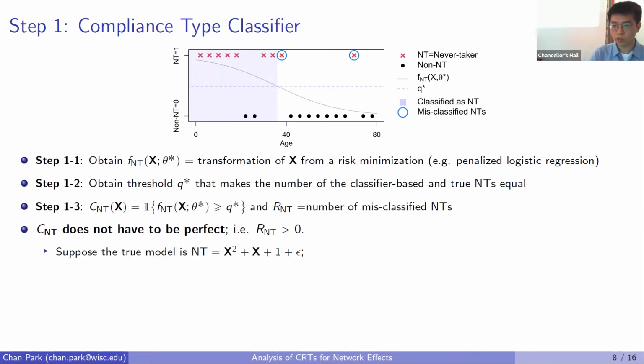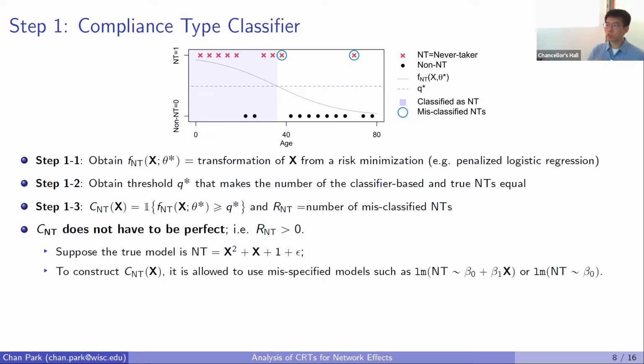For example, suppose the generating model for the never taker status is quadratic. However, to construct the classifiers, it is allowed to use misspecified models, such as the linear regression model or just the intercept model. That is, our method is robust to model misspecification.